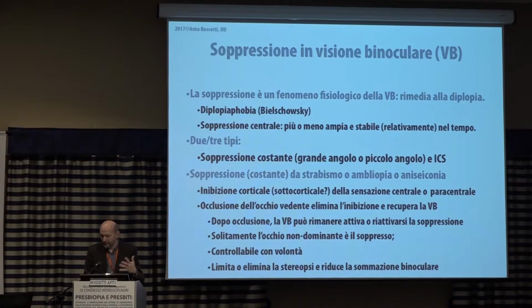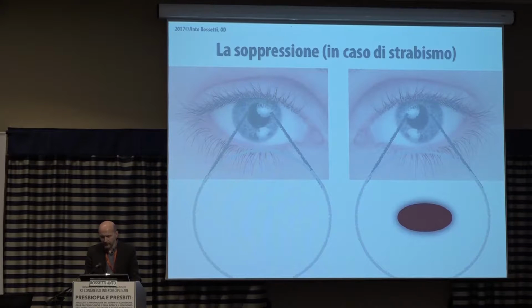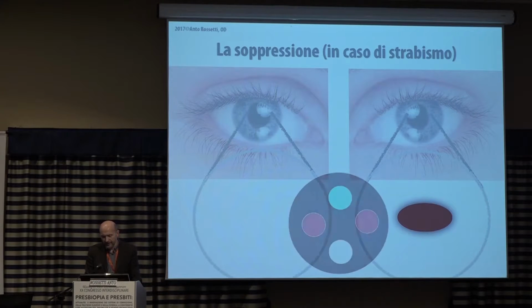We know about suppression, constant suppression due to strabismus or anisocoria. Suppression in these circumstances is quite broad. One eye sees and the other eye has a suppression area shown by that ellipse. The center is in suppression. A classical test is Ward's test, which identifies and detects this phenomenon.